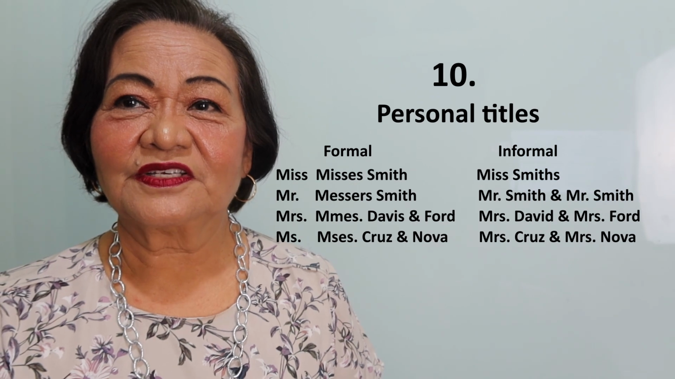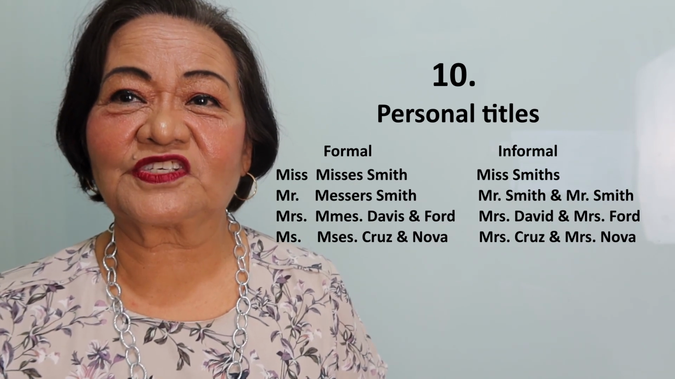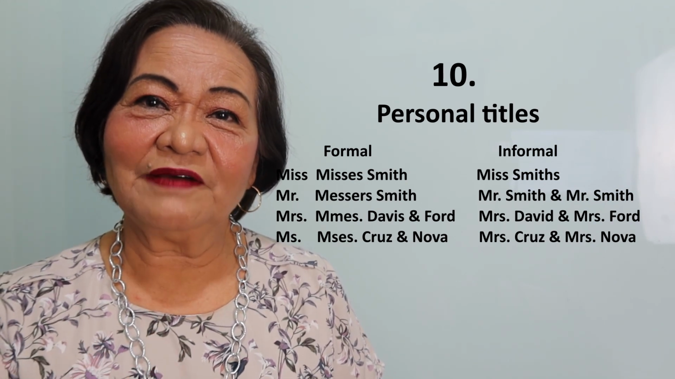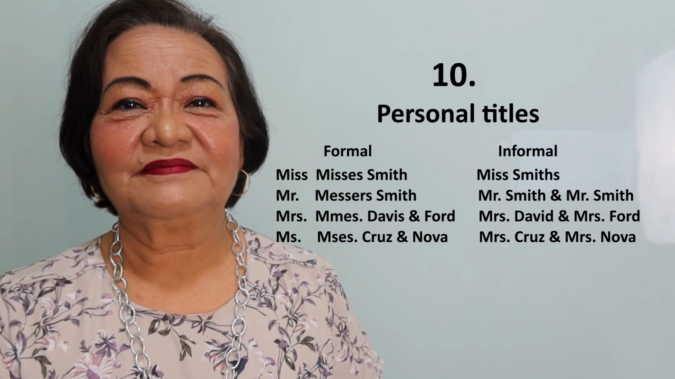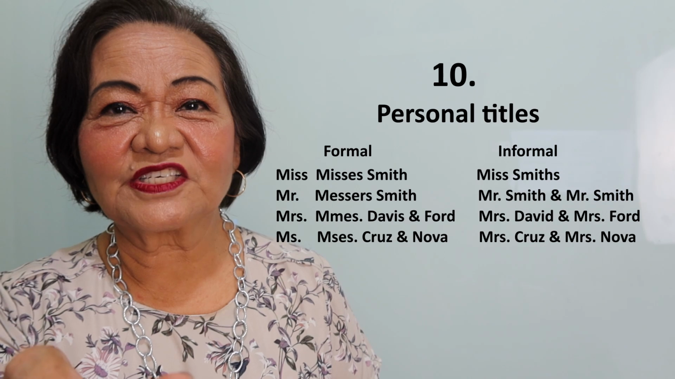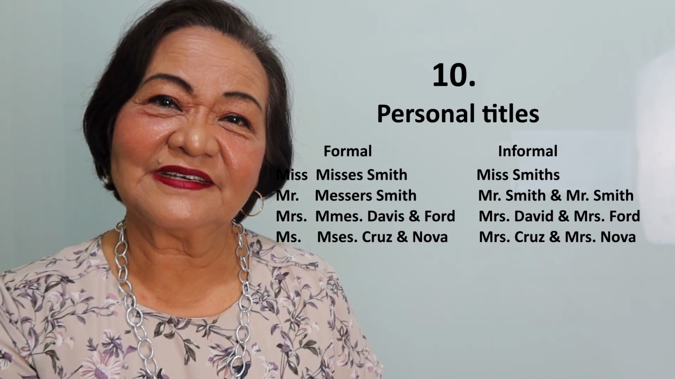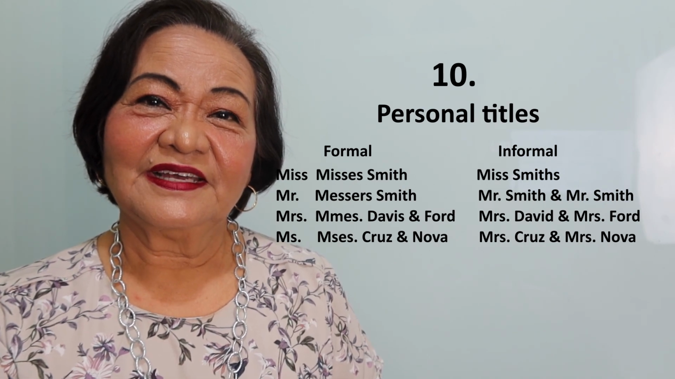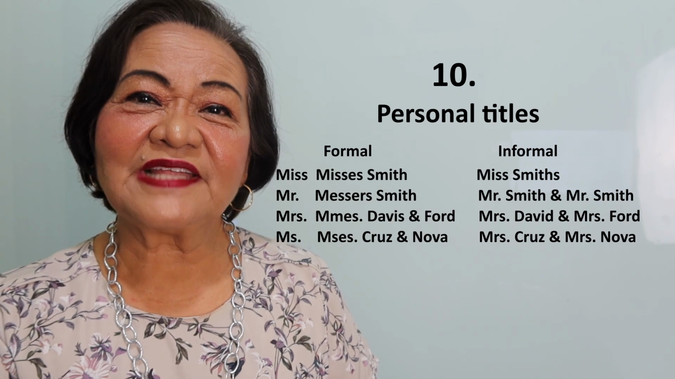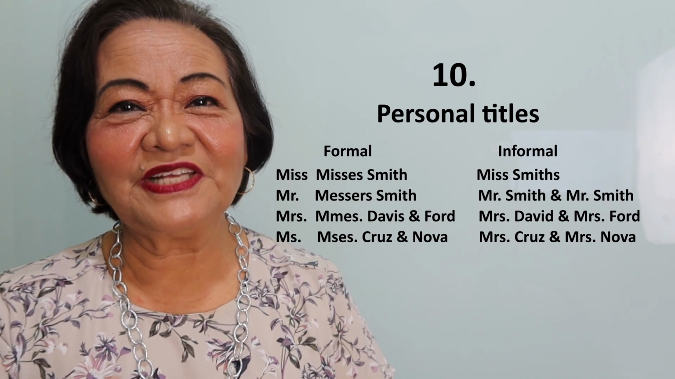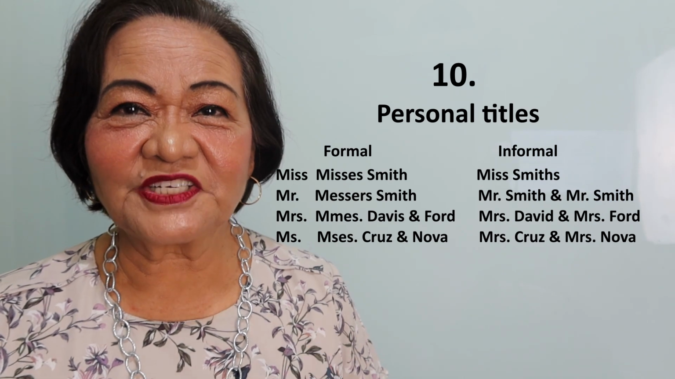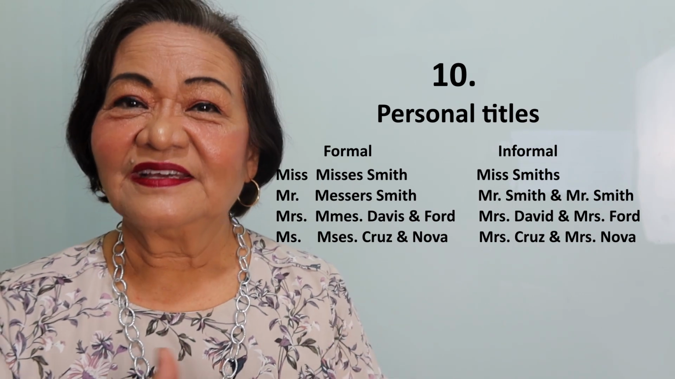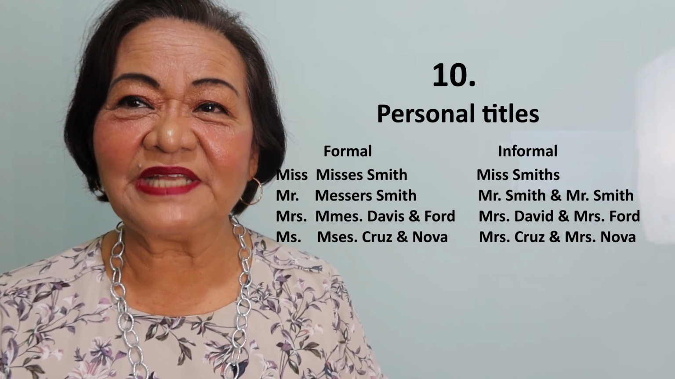Or Misters Smith, Mr. Smiths. Then Mrs. If you have two, you say Mesdames. The title is spelled M-M-E-S, Mesdames, Davies and Ford. The spelling is Mesdames, but I must have mentioned it in the past. When it is a French word, the terminal S is silent. So, Mesdames, read it Madam. Madam Davies and Ford.